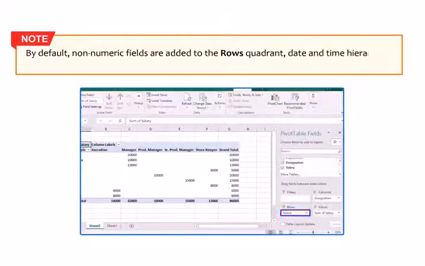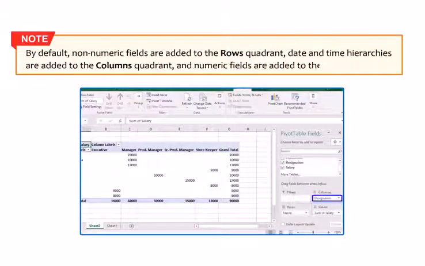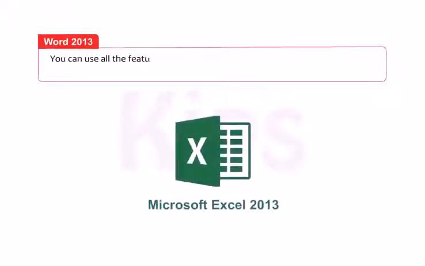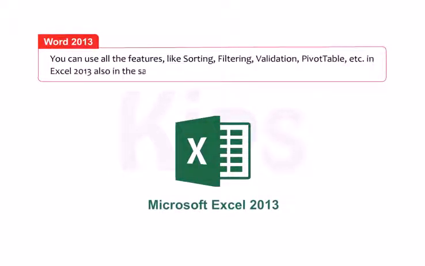Students, note that by default, non-numeric fields are added to the rows quadrant, date and time hierarchies are added to the columns quadrant, and numeric fields are added to the values quadrant. Also note that you can use all the features like sorting, filtering, validation, pivot table, etc. in Excel 2013, also in the same way as explained above.